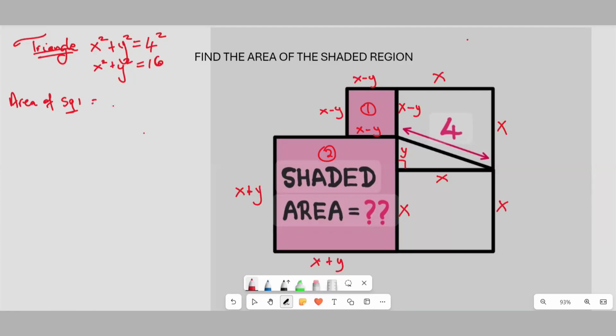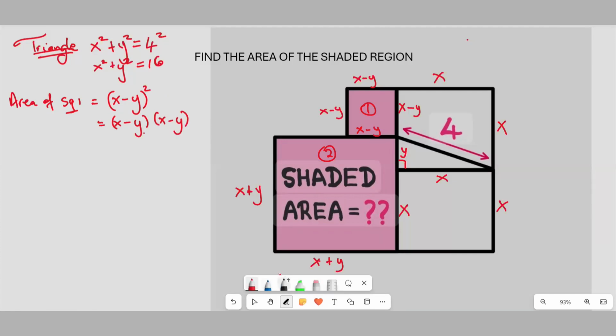So the area of square 1 will be (x − y) squared. And remember, it is a square, so the sides are equal. So what does this mean? It really means that we're going to have (x − y) times (x − y).